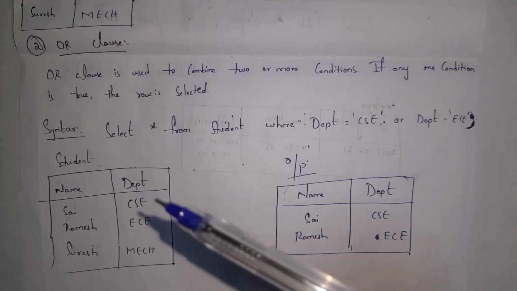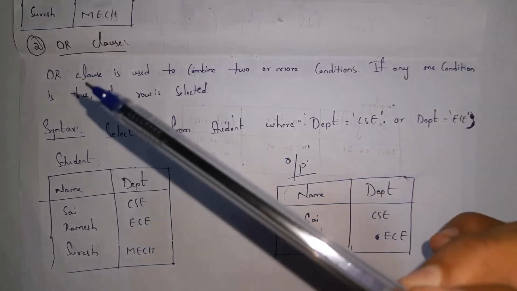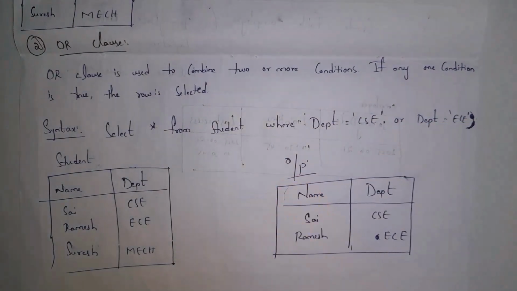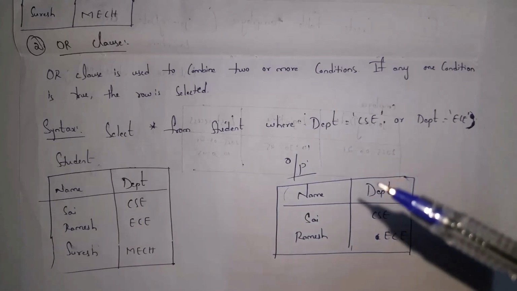And second one is or clause. Guys, by using or clause, we can combine two or more conditions. Out of all the conditions, if any single condition is true, then I will get output. I'll give an example. This is student table. Name Sai, department CSC, Ramesh ECE, Suresh MEC. By using or clause, we can include two or more conditions.